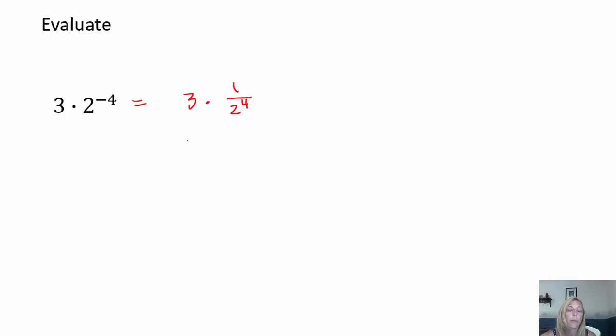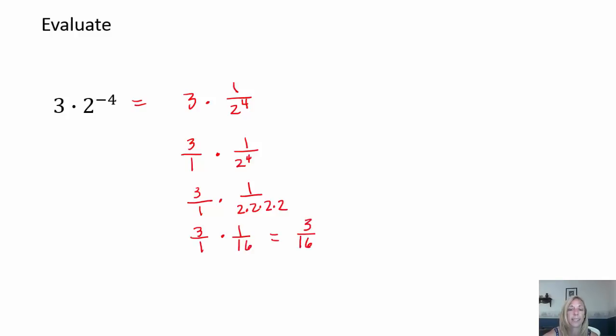I now have 3, I'm going to make it into a fraction, times 1 over 2 to the 4th. Well, to simplify, 2 to the 4th is equal to 2 times 2 times 2 times 2. So 3 over 1 times 1 over 2 times 2 is 4, times 2 is 8, times 2 is 16. And that is equal to 3 over 16. So that would be my answer if I were to evaluate that problem.